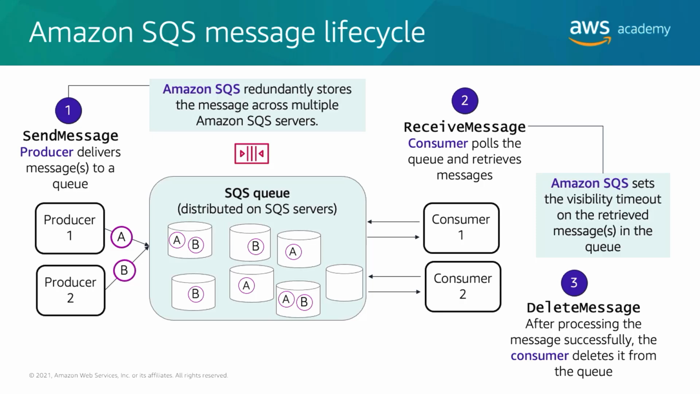You can perform these actions with the send message, receive message, and delete message API calls, either programmatically or from the Amazon SQS console. A variety of configuration options affect cost, message processing, and message retention.